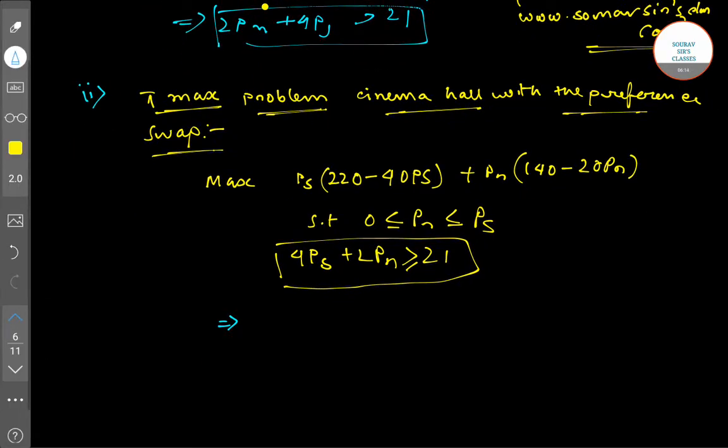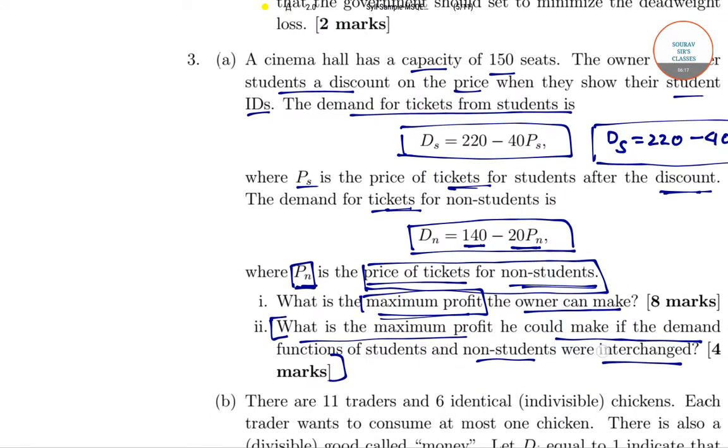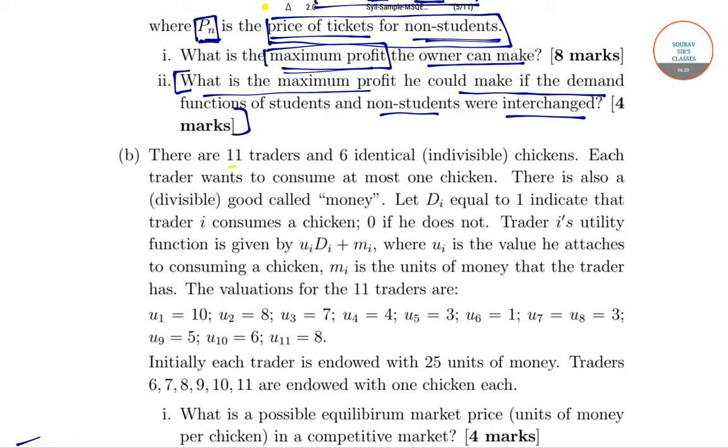Now we'll go to the next part of this question. In the next part it is given that there are 11 traders and 6 identical chickens. Each trader wants to consume at most 1 chicken. There is also a good called money. Let Di equal 1 indicate that trader i consumes a chicken, and 0 if he does not. Trader i's utility function is given by ui di plus mi, where ui is the value he attaches to consuming a chicken and mi is the units of money that the trader has.